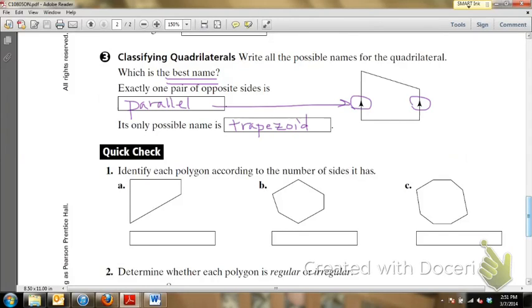And that's it. Now in the quick checks, quick check 1, you're just going to name the shape based on the number of sides. In quick check 2, you're going to say if it's regular or irregular. And in 3, you're going to give the best name for the quadrilateral. Okay, so look back at the examples, look at all the names and the rules of each shape, and work the quick checks, and we'll check your work in class.